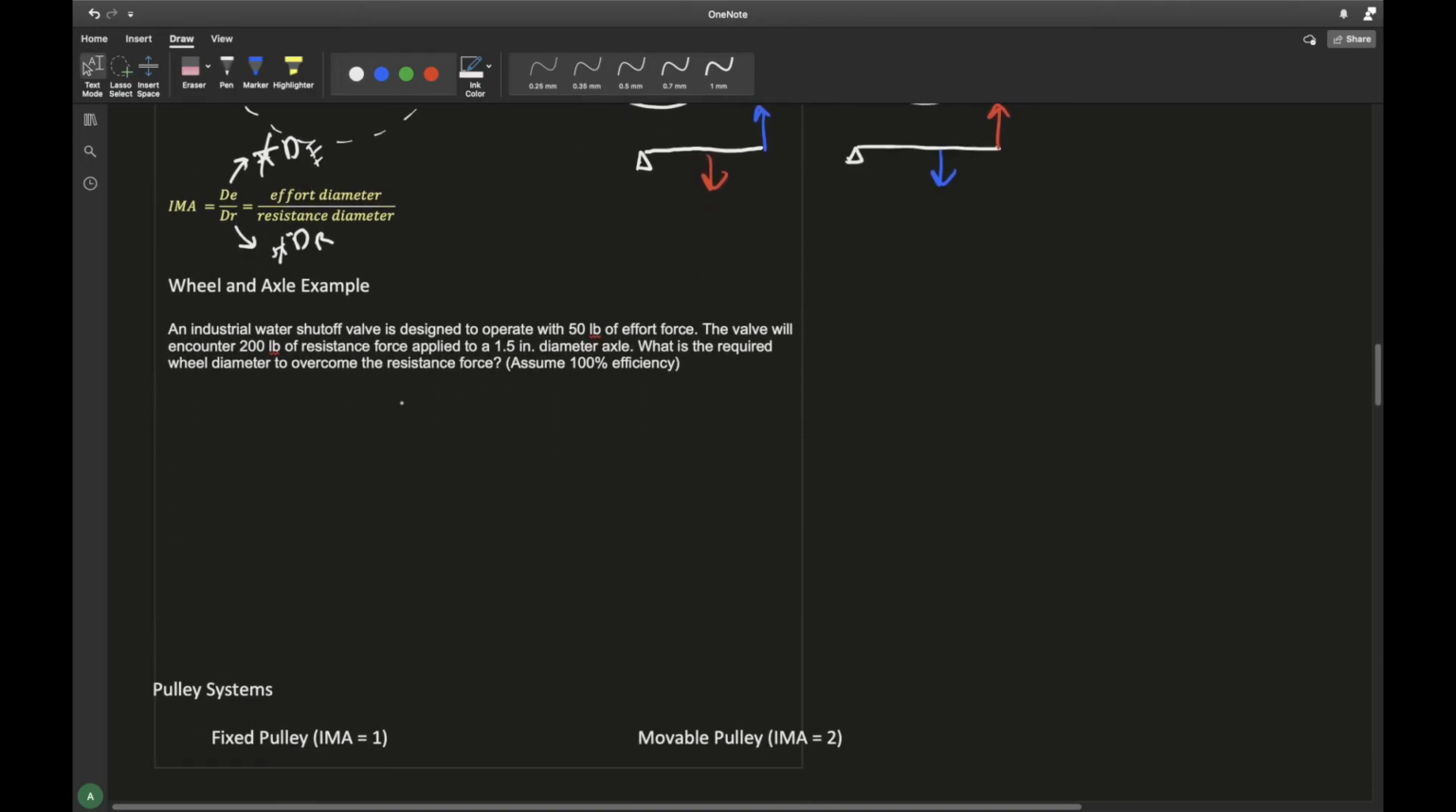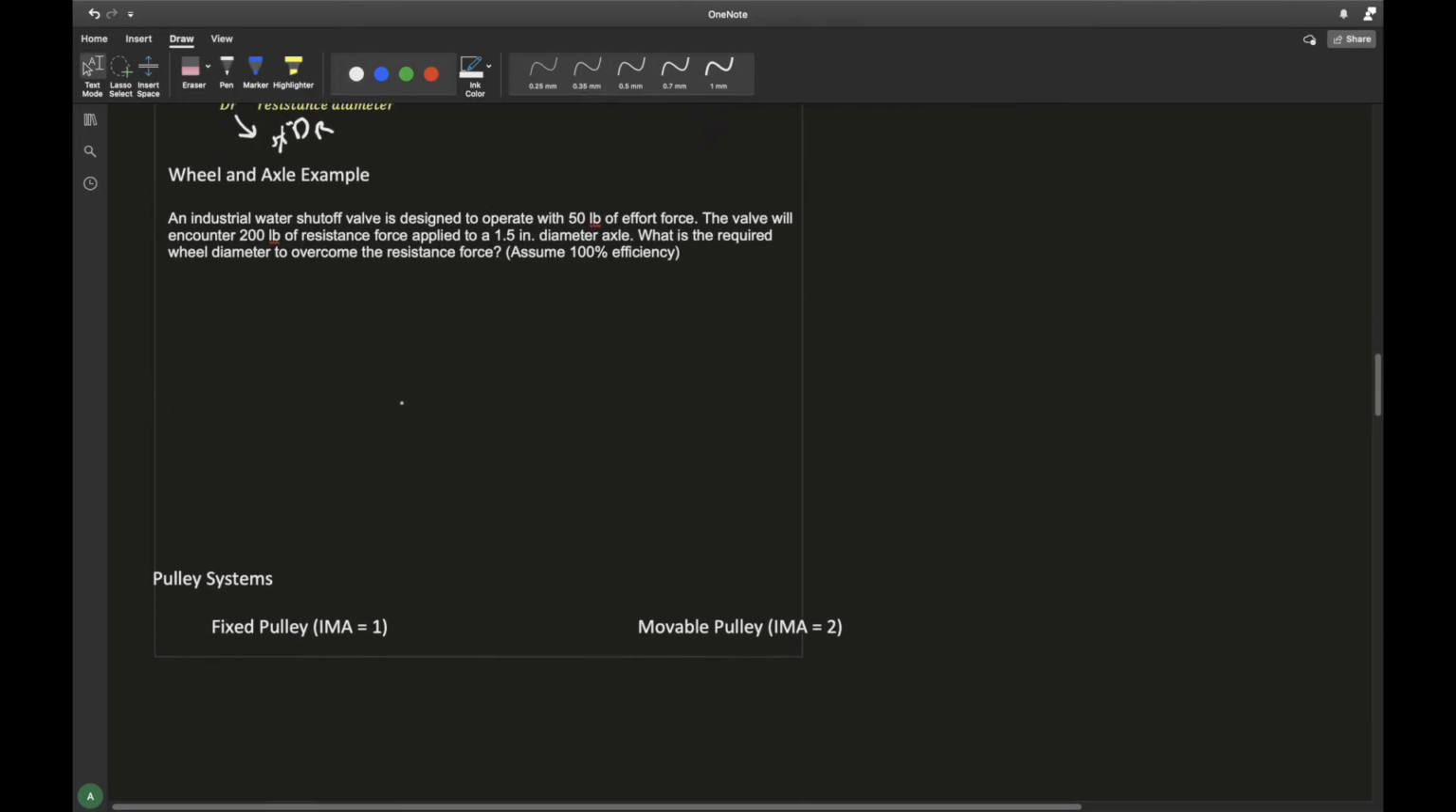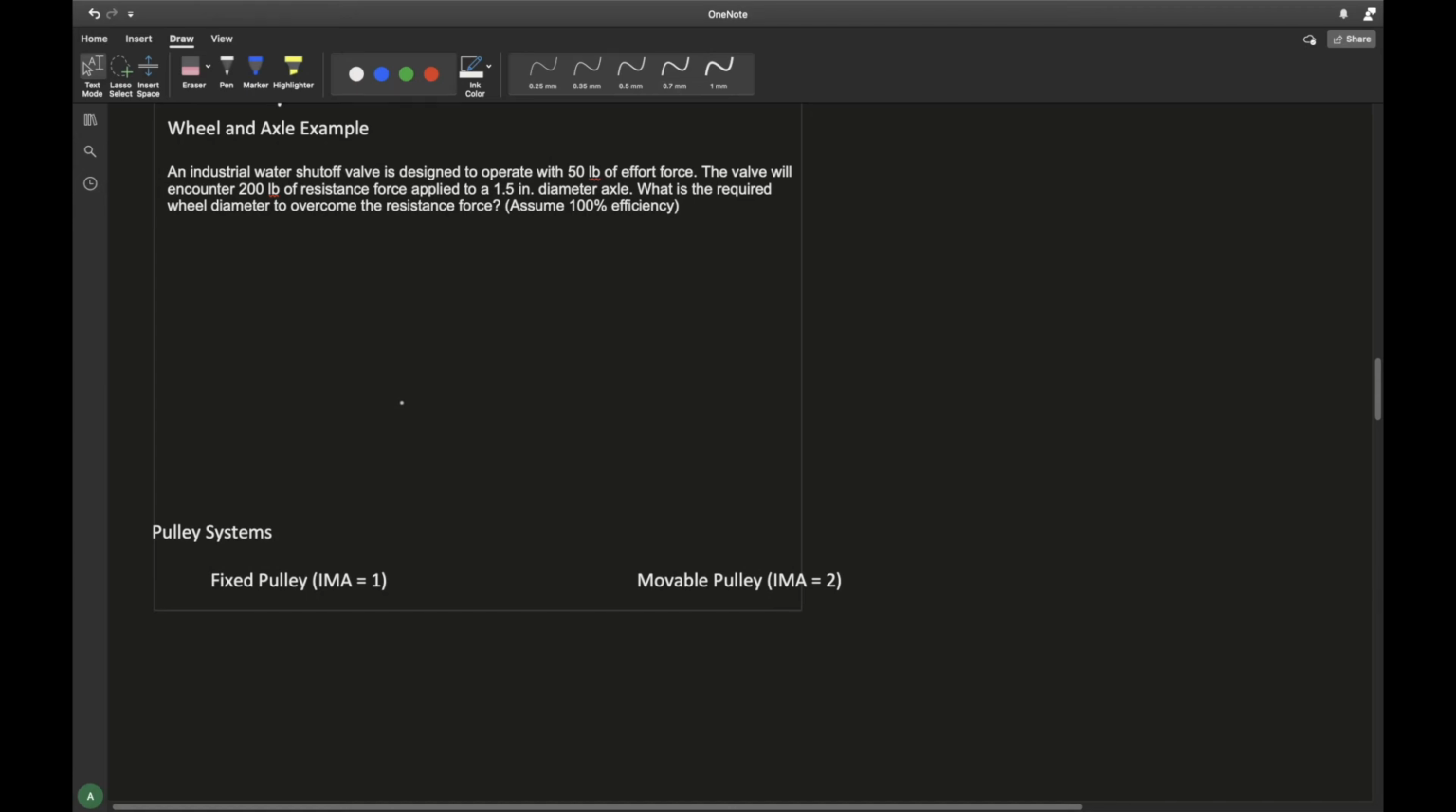So that's going to lead us now to our next example, which is the wheel and axle example. In here, we have an industrial water shutoff valve designed to operate with 50 pounds of effort force. The valve will encounter 200 pounds of resistance force applied to a 1.5 inch diameter axle. What is the required wheel diameter to overcome the resistance force? And we're going to assume 100% efficiency here.